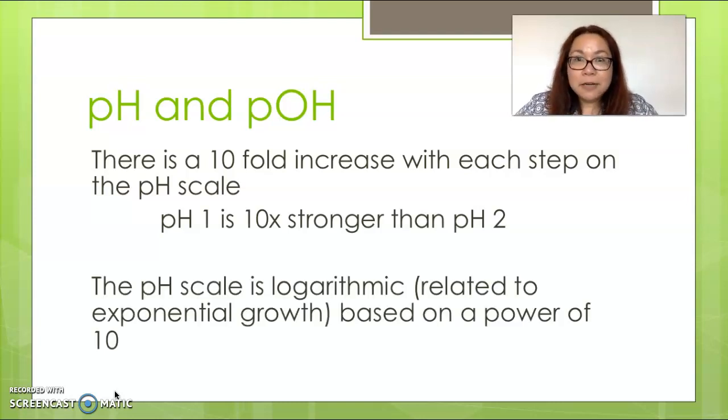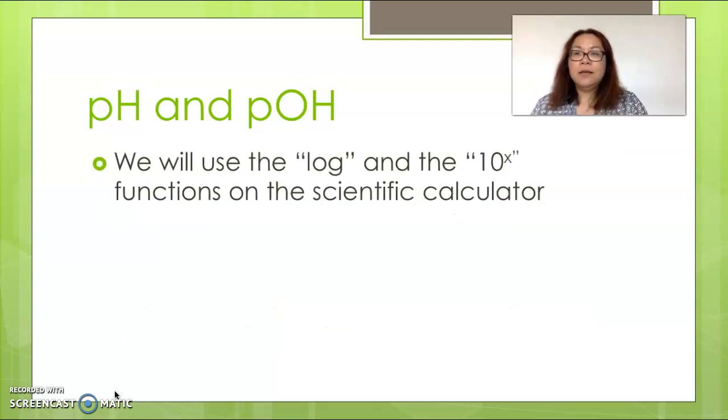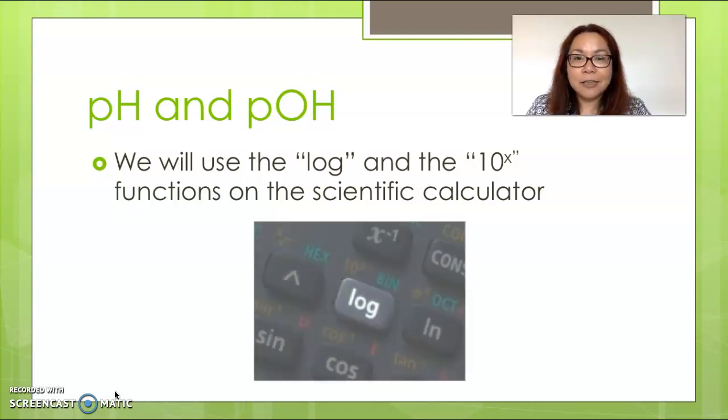Okay, so in other words, the pH scale is logarithmic. And what logarithmic means is that it is related to exponential growth, and it is based on a power of 10. So we are going to use the log function and the inverse of the log, which is the 10 to the x function, on the scientific calculator.